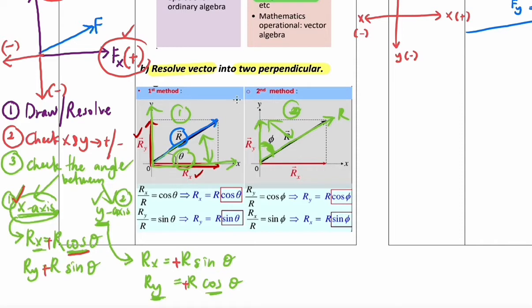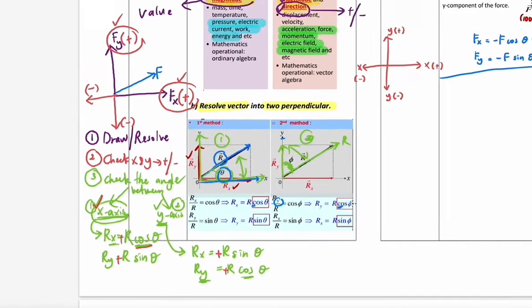Okay, ingat macam ni. Kalau theta kita dikepit oleh x and the angle, so x akan jadi champion. So sebab tu dia akan jadi cos. Kalau theta kita dikepit oleh the vector and y, so y yang kena jadi champion lah. So y yang akan jadi cos. Okay, so follow these steps and you should be able to answer this question.